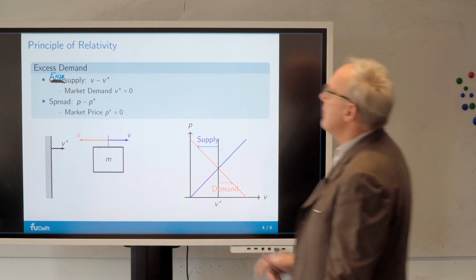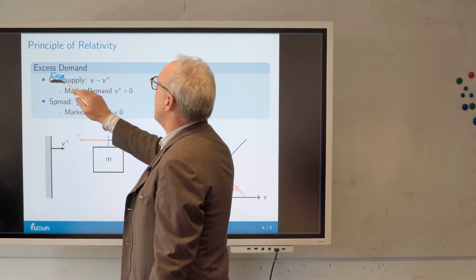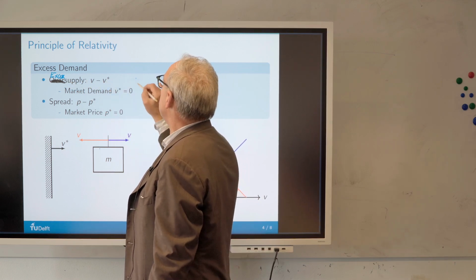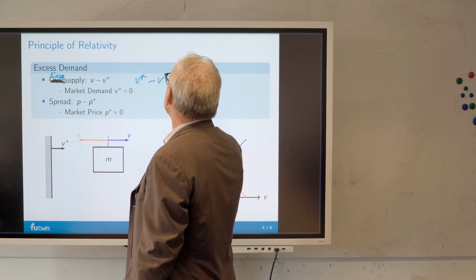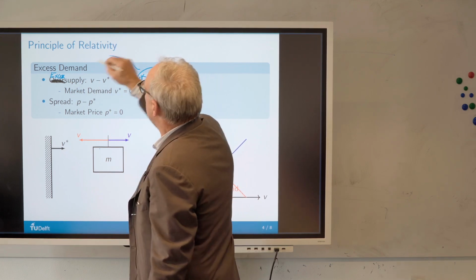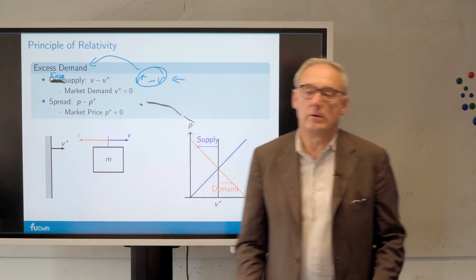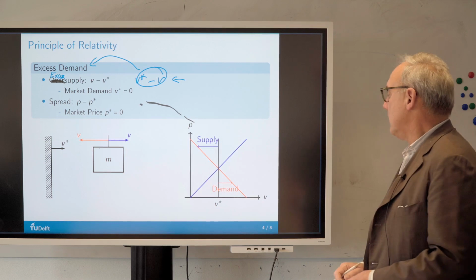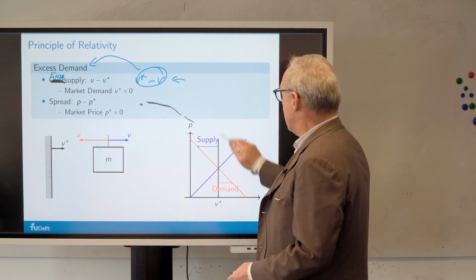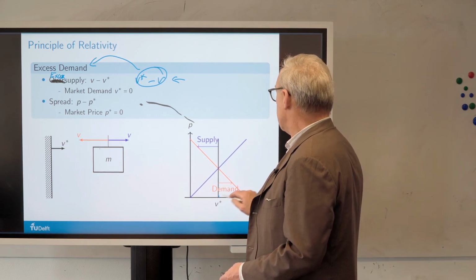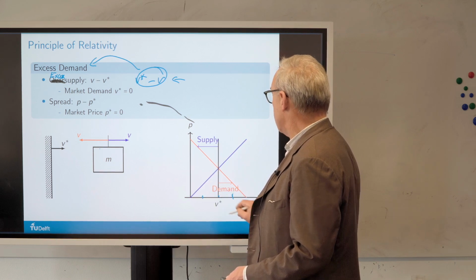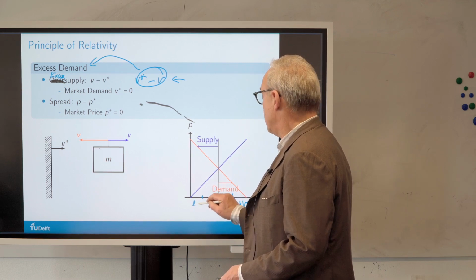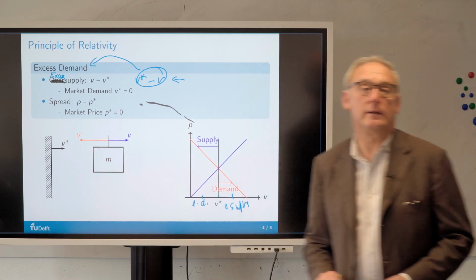All right, so you would say, well, there's market demand, and then the excess supply would be that, and the excess demand function would just be the negative, V star minus V. That would be the excess demand. All right? So here will be the picture. This is the market demand, and then this is the excess supply, and this will be the excess demand, right?